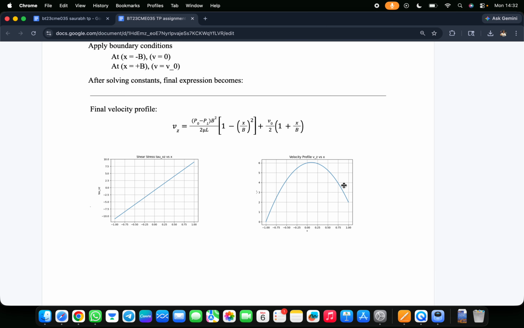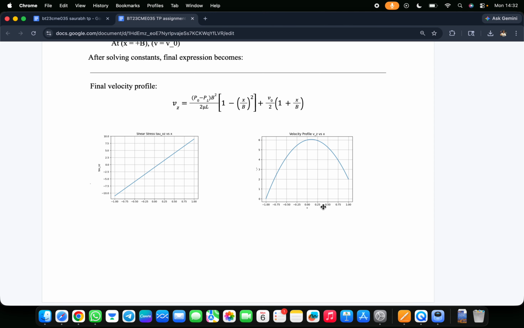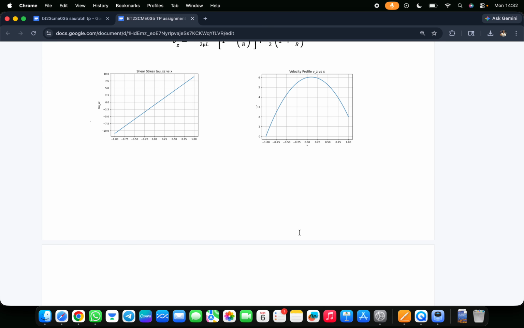stress versus slit width. The fluid in contact with the stationary slit will be 0, and the fluid in contact with the moving slit will not be 0, and the maximum velocity will come somewhere not in between but near the moving slit. So this type of a distribution will come.